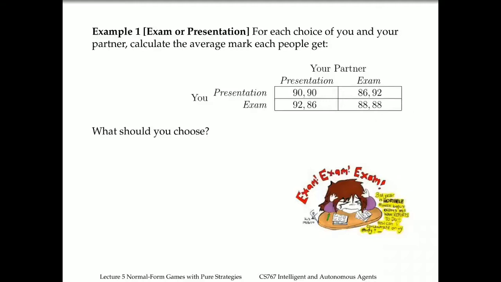So this actually is the worst outcome, because if you think about the situation where you both prepare for the presentation, in this case both of you would get better than if you both prepare for the exam. So now the question is, what would you choose? Should you choose to prepare for the exam, or should you choose to prepare for the presentation? This really depends on what you expect your partner would choose: exam or presentation?